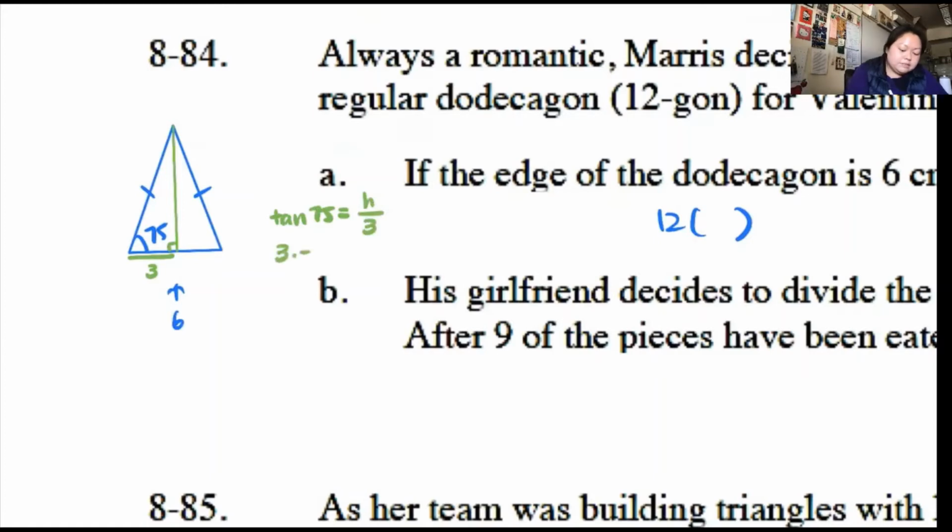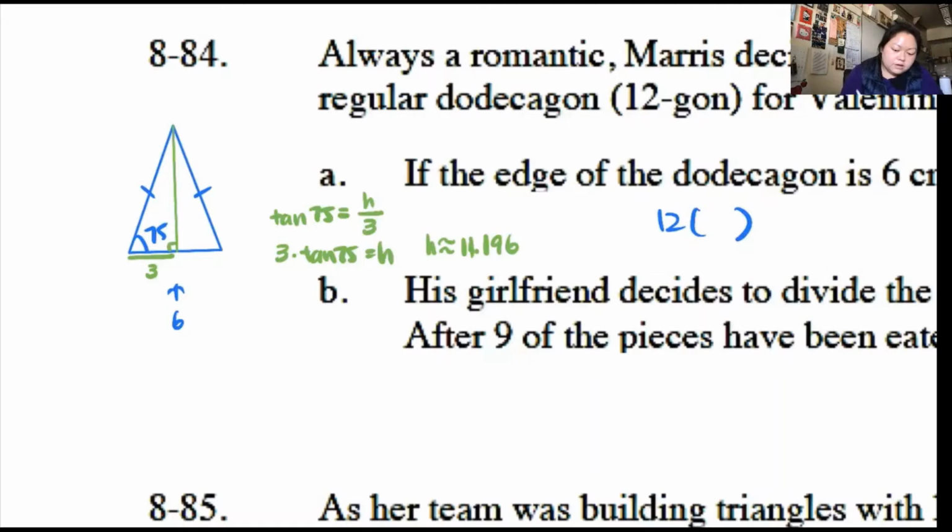So then you go 3 times tangent of 75 equals the height I need. So I'm going to take my calculator and go, okay, 75 degrees tangent times 3, my height is 11.196. Okay, all right, so that means then I can figure out the triangle.